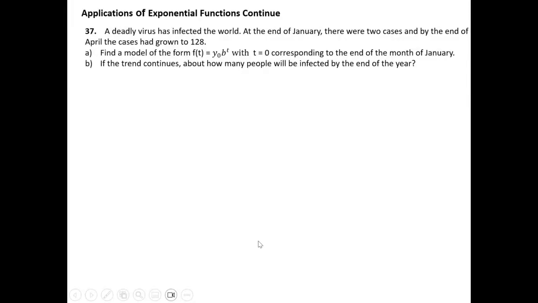Okay, now I believe this is the last one for this PowerPoint. Remember that I said that when x equals 0, that's your initial value. So it's important because we're going to use it here.